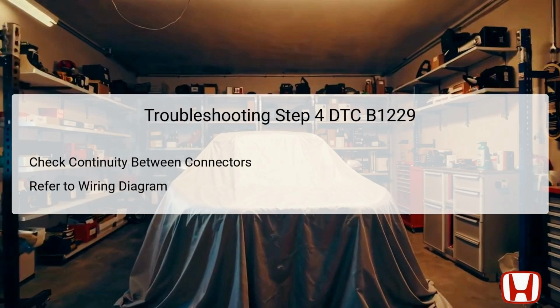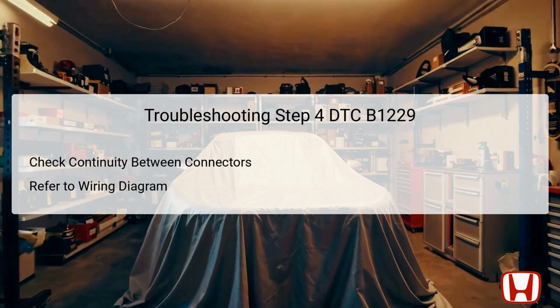Step 4 requires checking for continuity between the climate control unit connector A, 28P, terminal number 25, and the sunlight sensor 5P connector, terminal number 4, in models with automatic lighting. In models without automatic lighting, check continuity between climate control unit connector A, terminal number 25, and the 2P connector, terminal number 1. Continuity means that there is an unbroken path for electricity to travel through the wires.